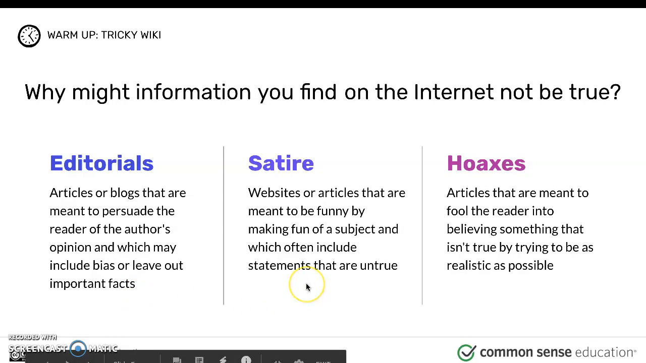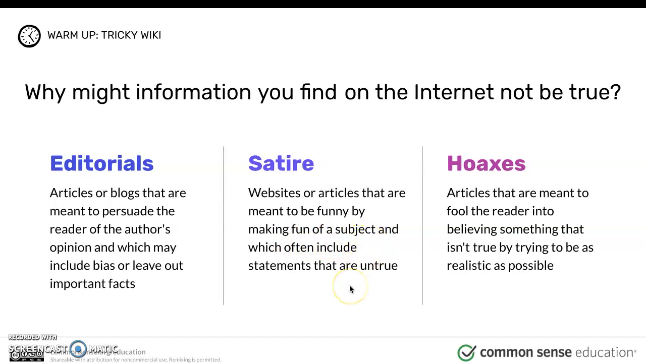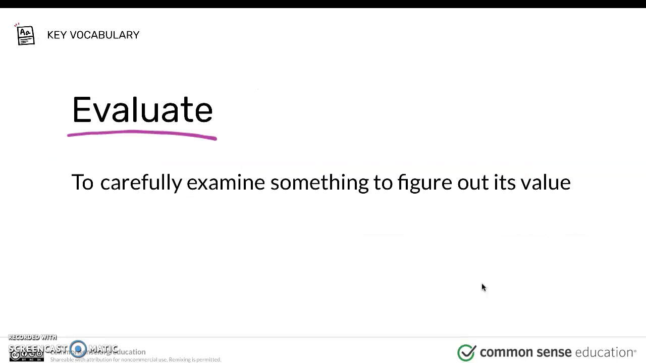The next one is satire, which is kind of like sarcasm. These are articles that are meant to be funny or make fun of a subject, and they often include statements that are not true. And then finally, a hoax, which I'm sure you all know what a hoax is, but it's articles that are meant to fool the reader or trick you into believing something that isn't true, but they're trying to make it sound like it's really legit. So that's something definitely to watch out for.